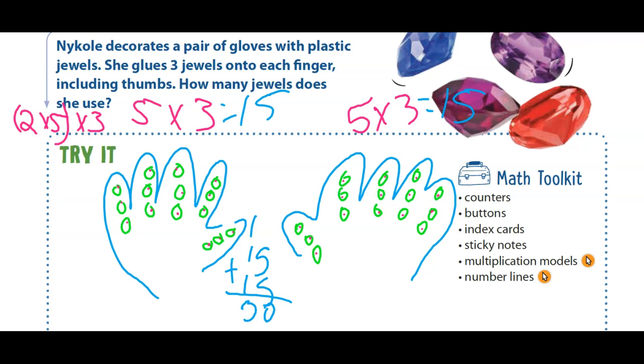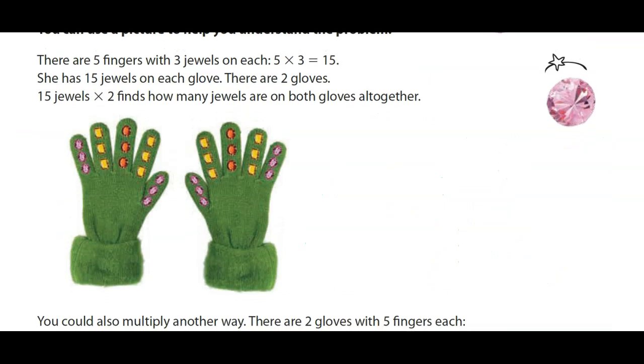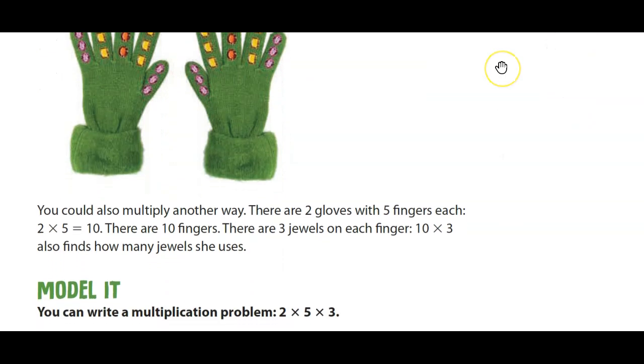So this is how they solved it. They drew a picture, and there are 5 fingers with 3 jewels each, so that would be 5 times 3 equals 15. So she has 15 jewels on each glove. And there are 2 gloves, so then that would go 15 times 2. And that's what they did.